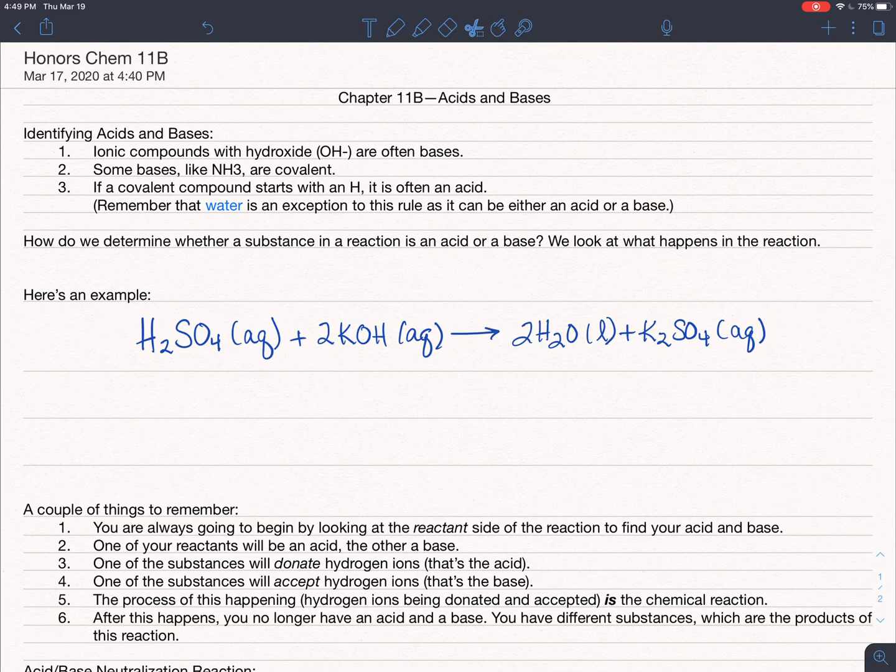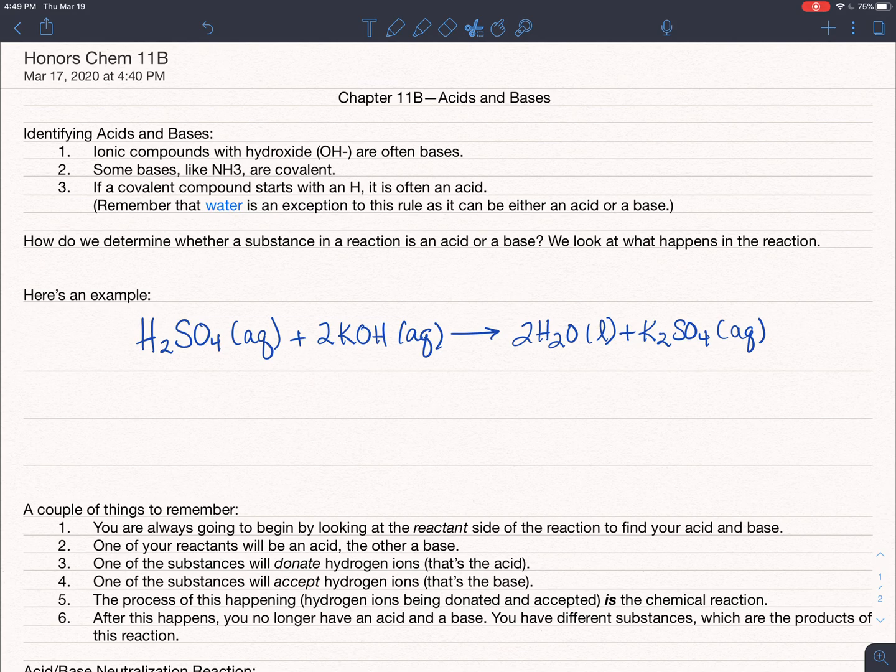Okay guys, welcome back to the second lecture on acids and bases for honors chemistry. What we are going to do this week is look at how we identify substances to be acids or bases, and also how we write reactions using those things. Let's go ahead and jump in.